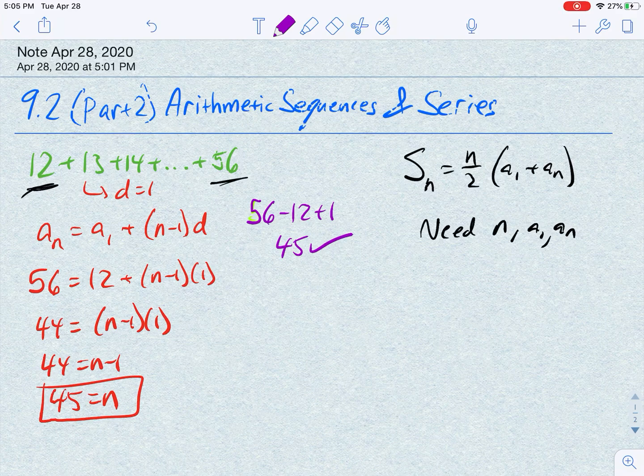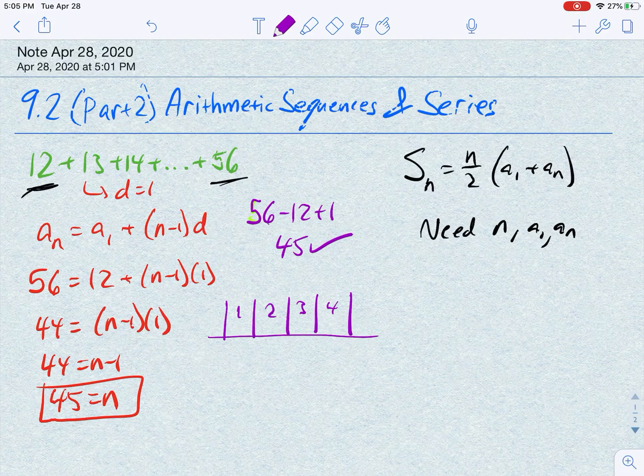You also might just think, wait a second, can't I just do this? 56 minus 12 plus 1, that's the same thing. Yes, you can. Why does that work? Well, or why do you have to add 1?